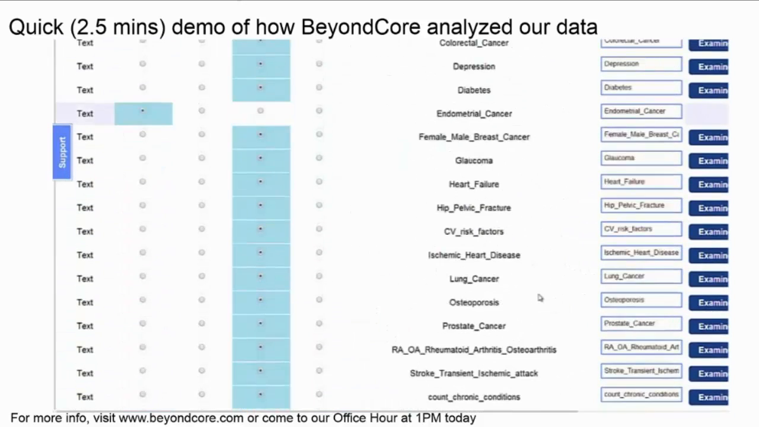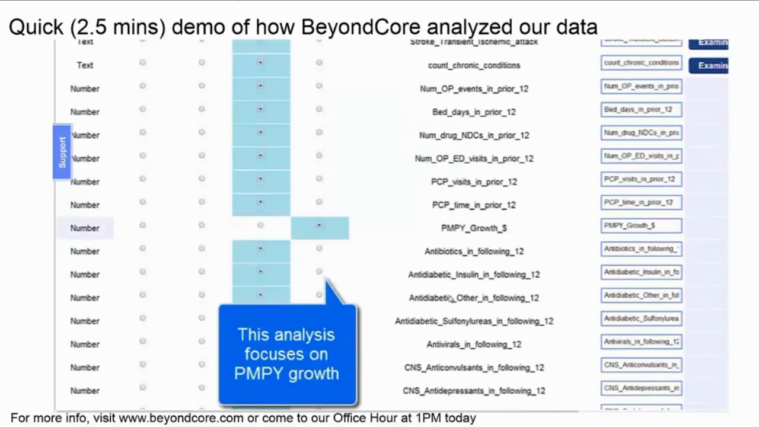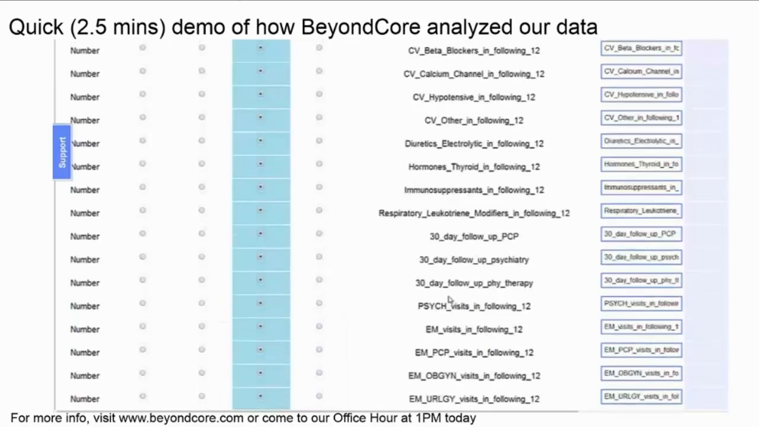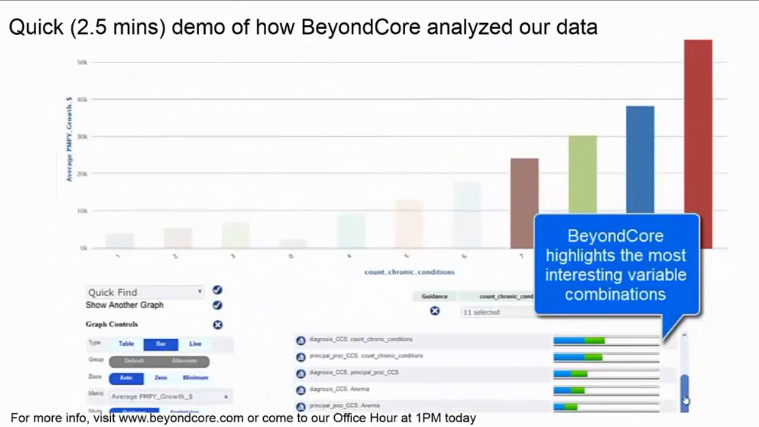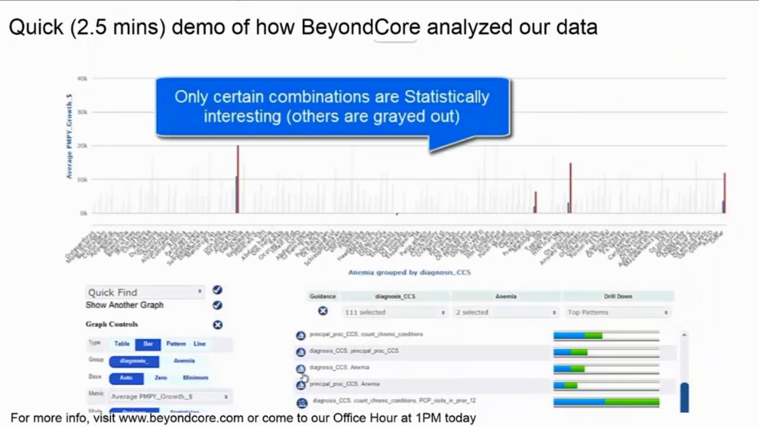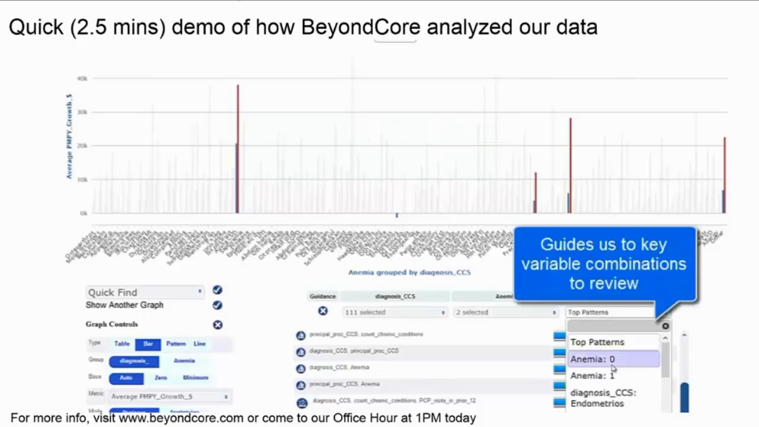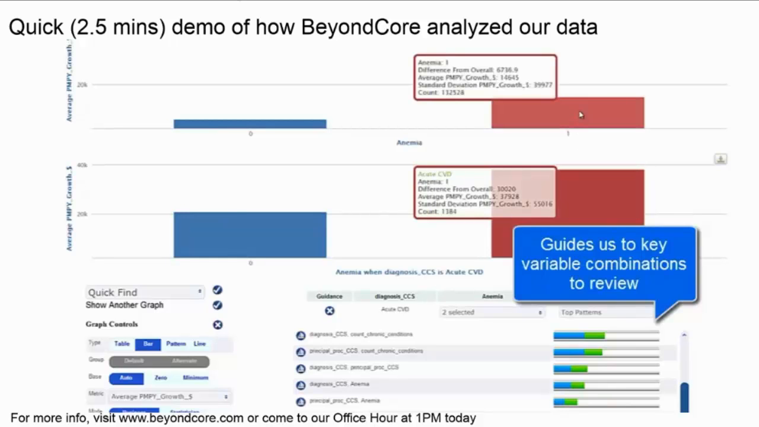What was the cost increase? And these are all the variables we were looking at. The only click was I chose PMPI growth as the outcome I wanted to understand. It comes out with multiple variable combinations it thinks are interesting, and it grays out areas that are not interesting. Here we are looking at where does anemia matter. For which diagnosis does anemia matter? It guides us to which variables, which diagnosis we should focus on.